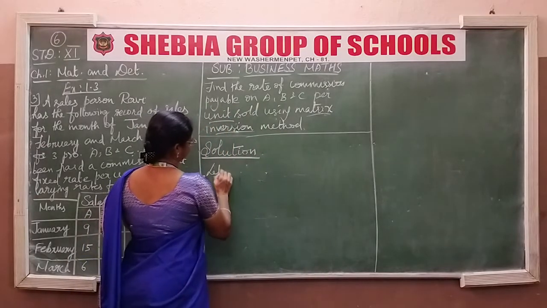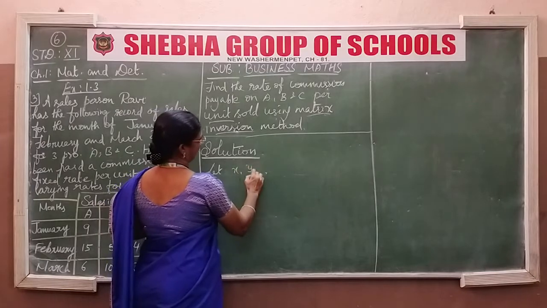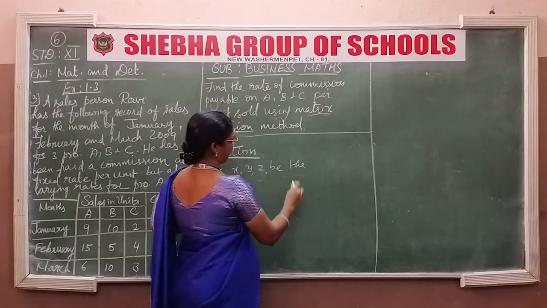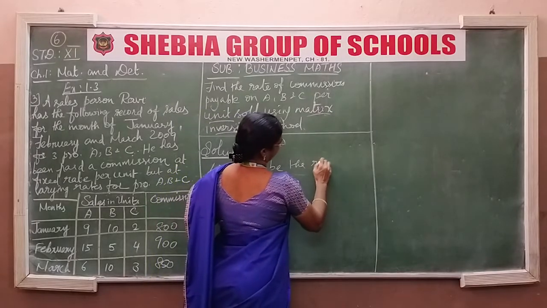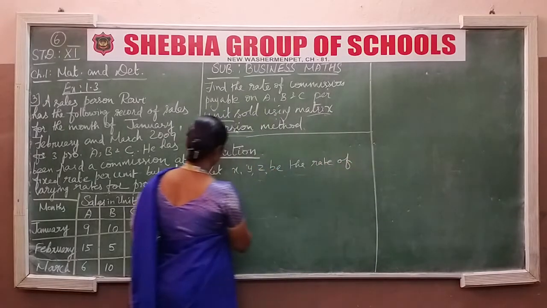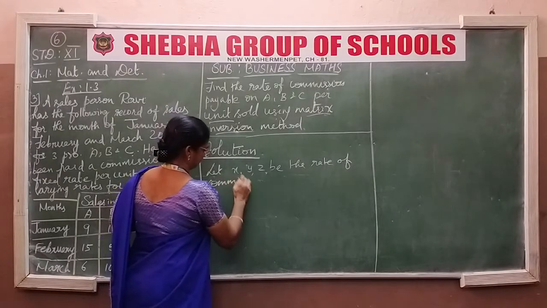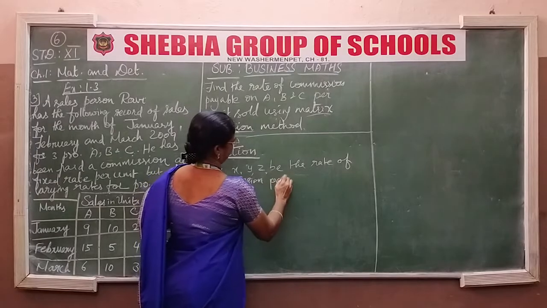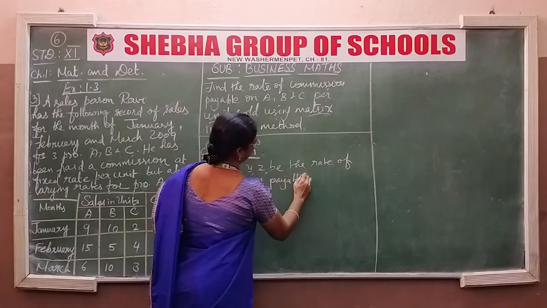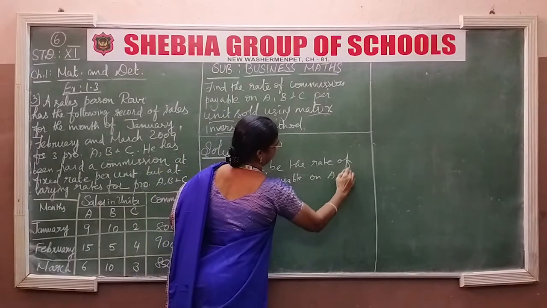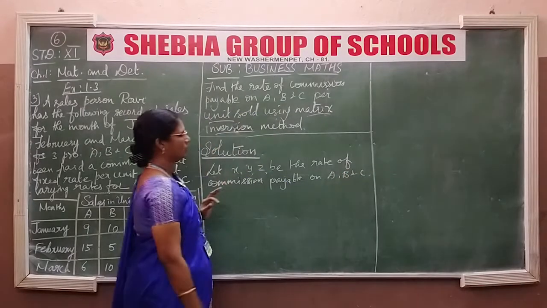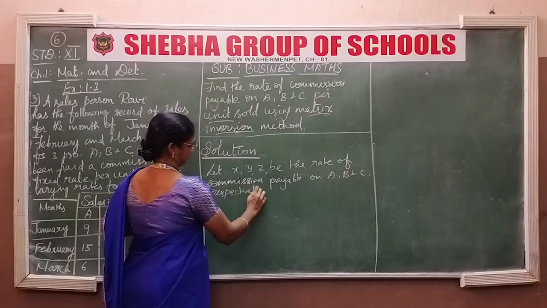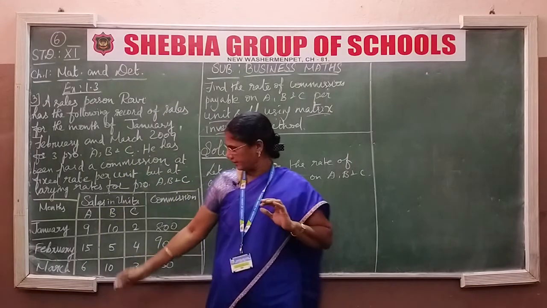First assume x, y, z be the rate of commission payable on A, B and C. Okay. Next write the equations. Write the equations from the given data.